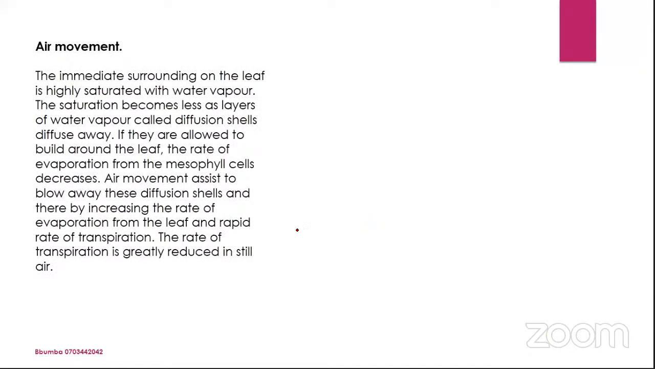Air movement: the immediate surrounding of the leaf, if it is highly saturated with water vapor. Remember, saturated means to be filled up with something. So if it is highly saturated with water vapor, Emerald is saying, so why doesn't it go to 0?